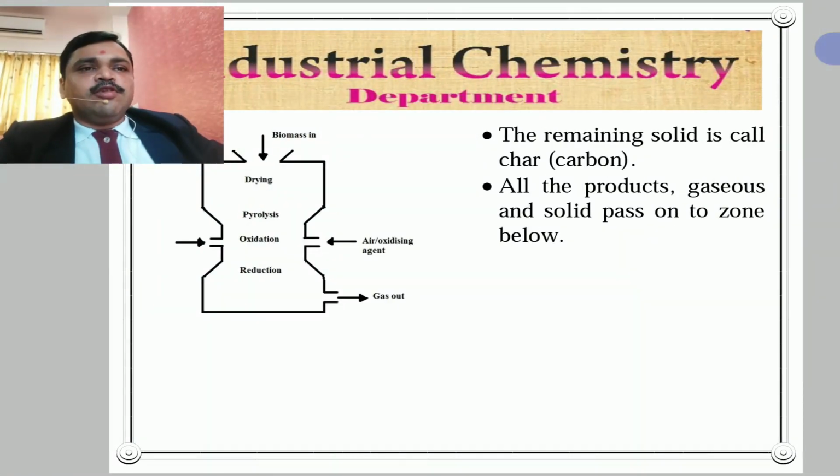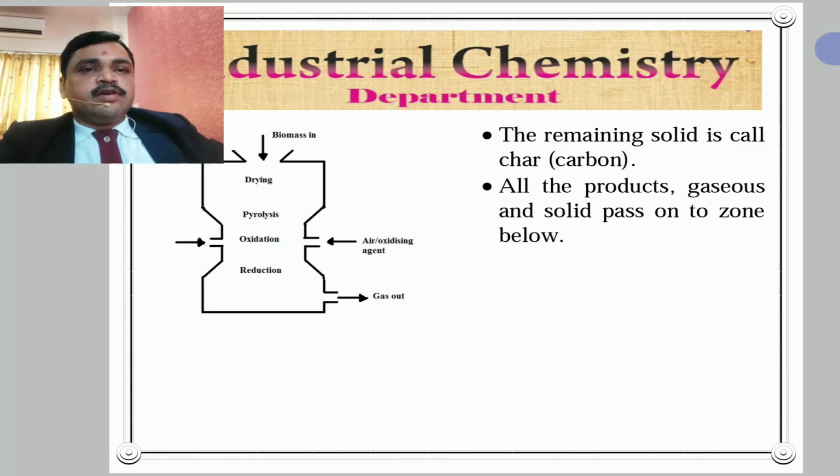The remaining solid is called char, charcoal or carbon. In the pyrolysis zone we get two states of product, one gaseous and the second solid. All the product, gaseous and solid, passes on to the zone below.